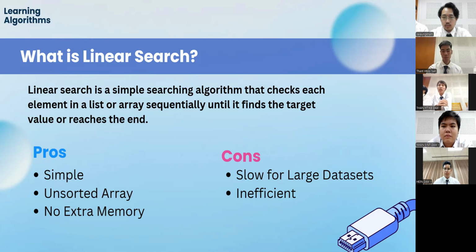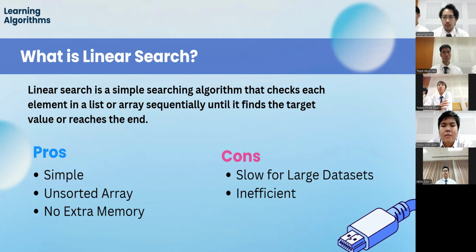And there are some advantages and disadvantages of linear search. The advantage of linear search is it's simple. It is one of the easiest searching algorithms to understand and implement. The next one is it works on unsorted arrays. Unlike binary search, which requires a sorted array, linear search can be used on any dataset. And the last one is no extra memory required. It does not need additional storage space as it searches in place within the given array.